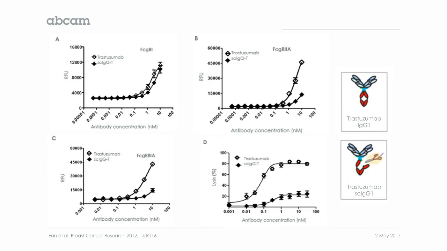But if you cleave the antibody at the hinge region, using the single-cleaved IgG1 trastuzumab, you actually lose the ADCC activity. Again, suggesting that by cleaving the antibody, you abolish the Fc-mediated immune effector function. This can contribute to its lack of binding to Fc gamma receptor on immune cells.